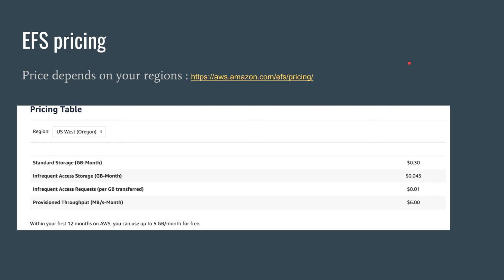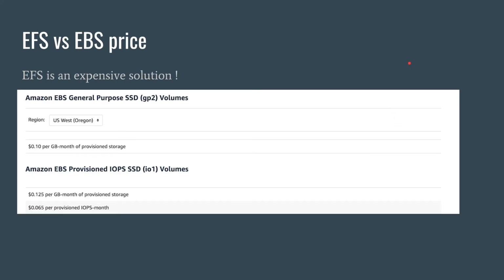If I compare this with the EBS, for example, in the US West Oregon region, we have just 1 cent per gigabyte for provisioned storage for the general purpose SSD. So basically EFS is an expensive solution. You can see that it is 3 times more when you compare it with the general purpose SSD EBS volumes. Bear in mind that EFS is not a cheap solution. You have to pay 3 times more when you are creating EFS volumes.